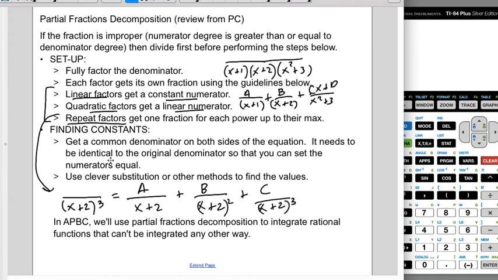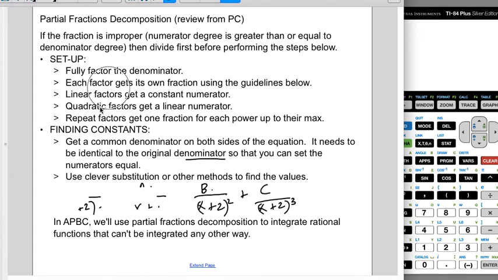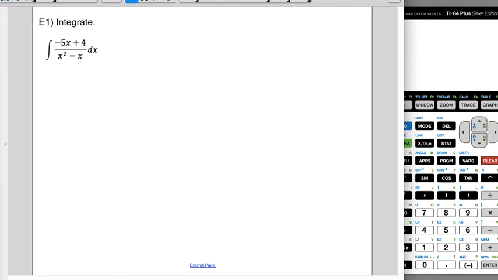In order to find the constants, I'm going to get a common denominator on both sides of my equation that is identical to the original denominator. We'll deal with that in a bunch of examples. And then I'm going to use clever substitution and a bunch of other methods to find the numerical values of A, B, C, and all these other constants. In AP BC, which is right now, we're going to use partial fractions decomposition to split apart these rational functions, and then we're going to use our calc skills to integrate. So let's go ahead and walk through this.